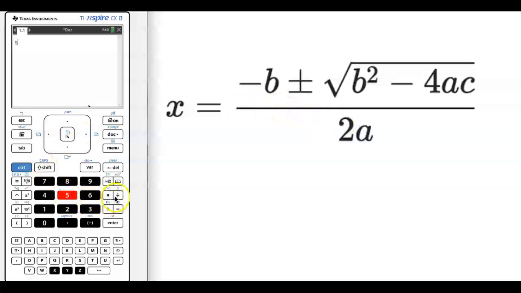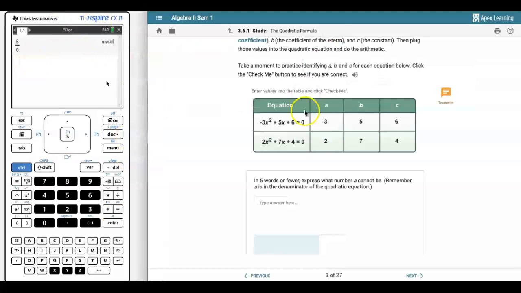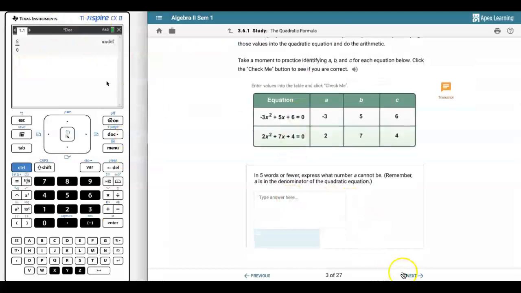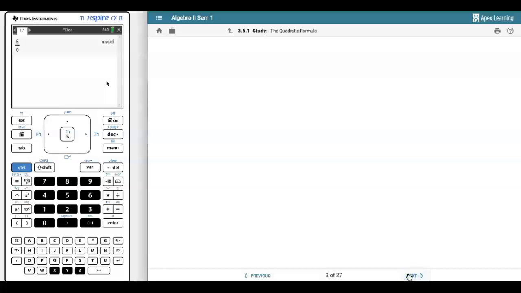So 5 divided by 0, just to get a little familiar with this, equals. Won't even let me do it. Okay? Undefined. Okay, it is undefined, right? Or yours might say error, which means it's not possible. So that's the reason why a cannot be 0 in this example.